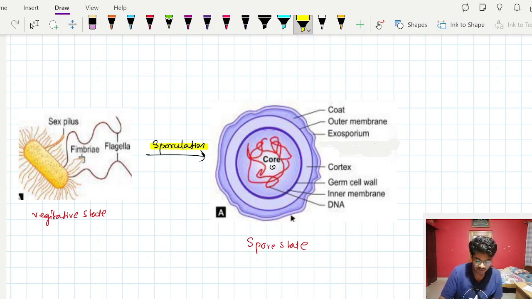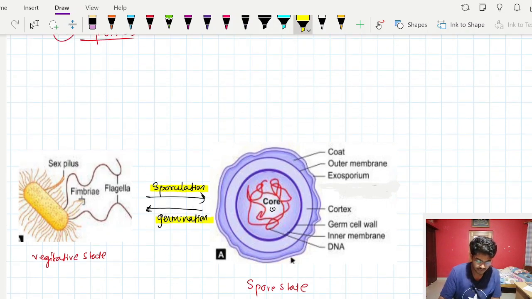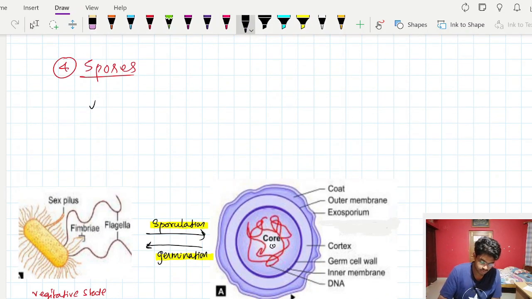This undergoes in unfavorable conditions, and when favorable conditions return, then this dormant spore state will form backwards into the vegetative state. This is called germination. So spores form under unfavorable conditions, and they are highly resistant.